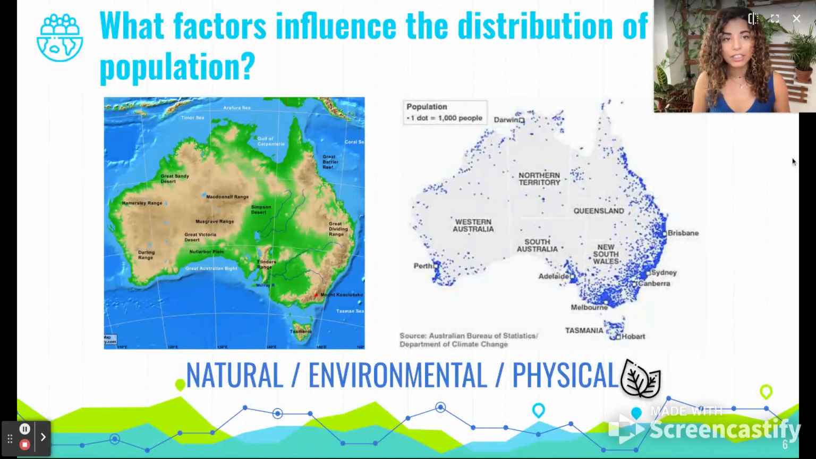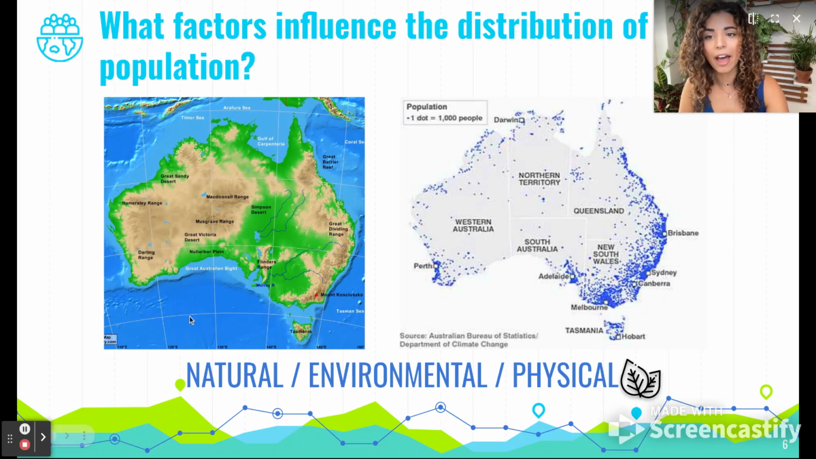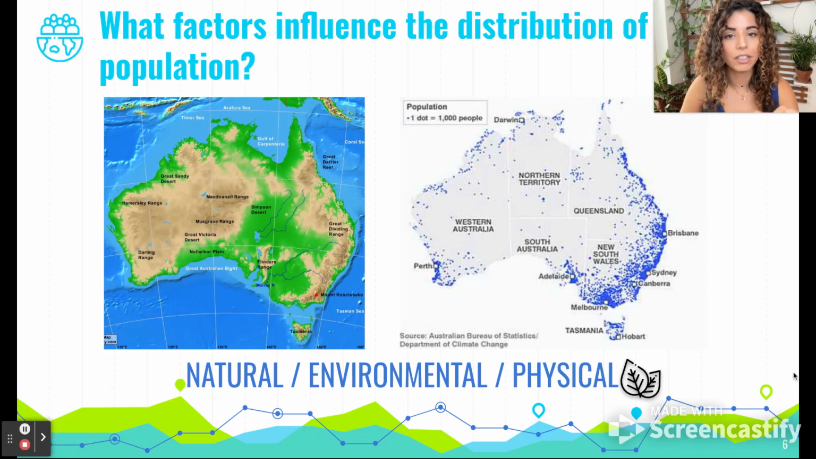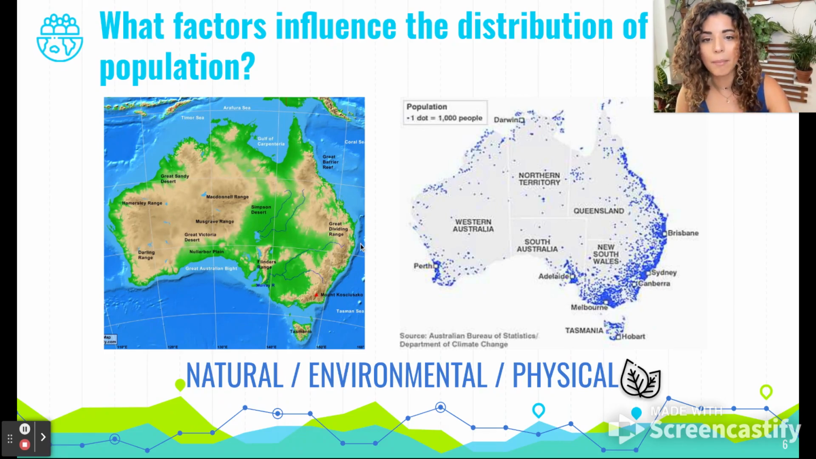In terms of factors that influence this distribution, natural, environmental, and physical, let's take a look at this map of Australia. Here we have a topographic map. Right here we have a dot density map. One dot equals 1,000 people. We can see these general trends here, right? Some of these differences where we see most of the population hugging the coast, and then quite a bit avoiding some of the more difficult terrain right here in the middle.